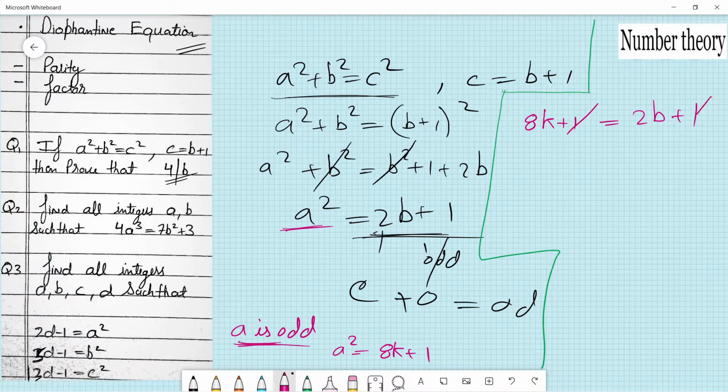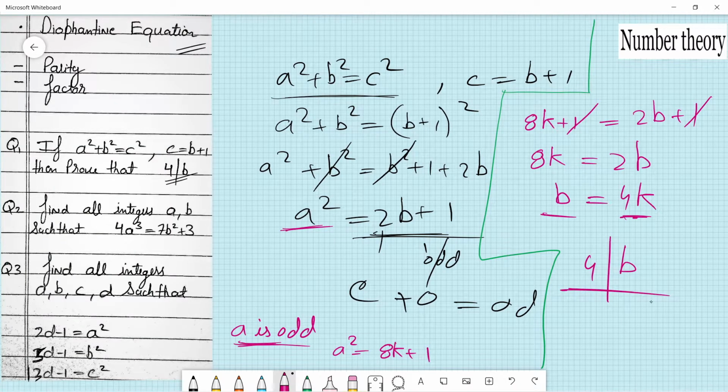Let's cancel out 1 from both sides. We get 8k equals 2b. Then we can cancel out 2 from each side. We get b equals 4k. Now since 4 divides the right hand side, 4 has to also divide the left hand side. So from this we get 4 divides b. This completes our solution. Okay, so our first problem is solved.